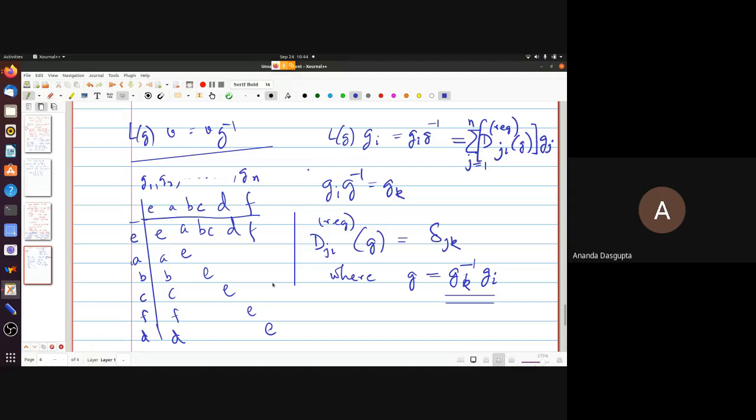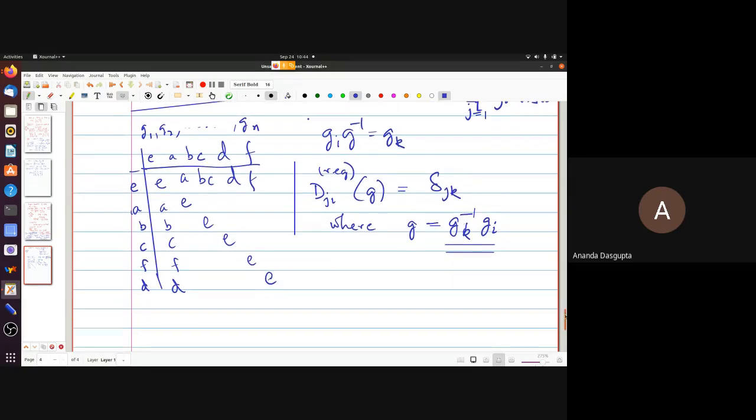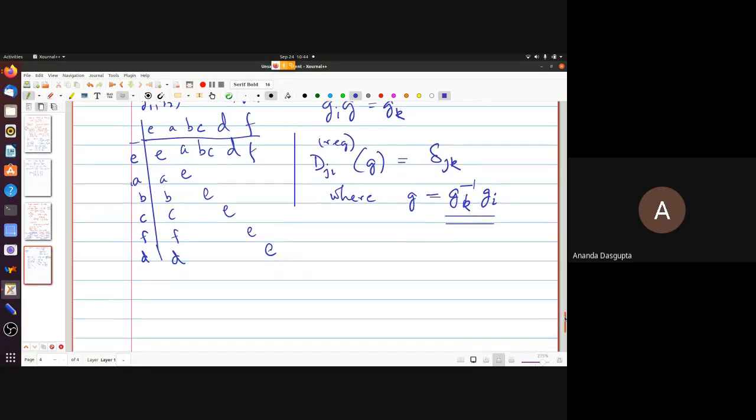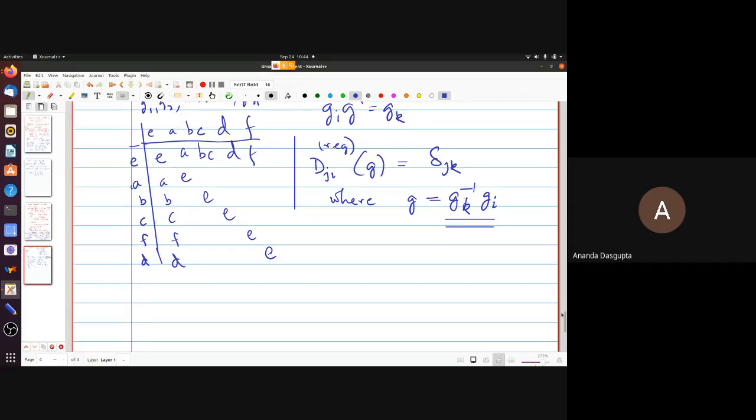Now, what good is that? Can anybody now tell me why I did this? What will this achieve for me in terms of the regular representation? It's all written down right in this part of the screen.